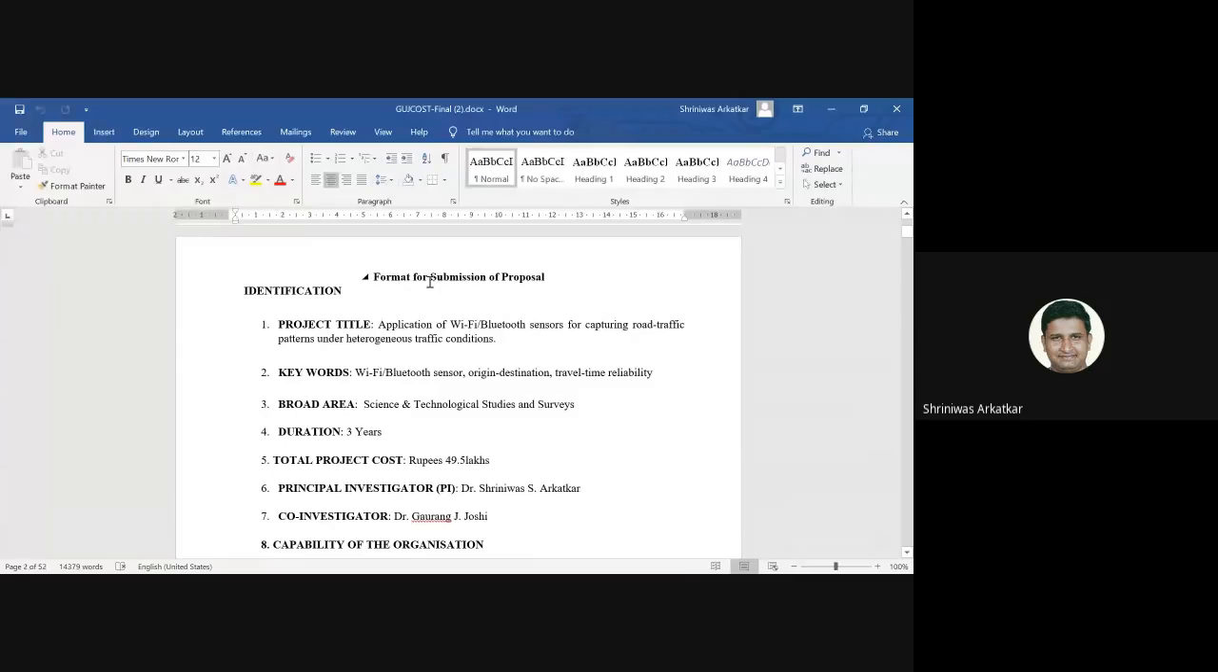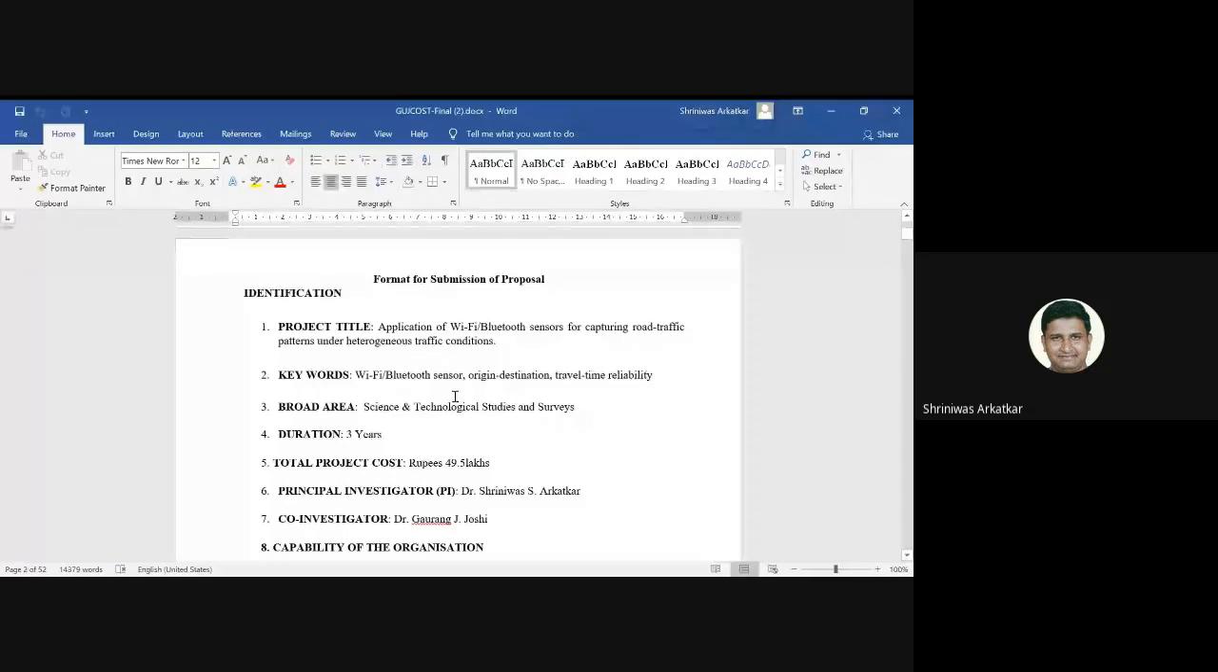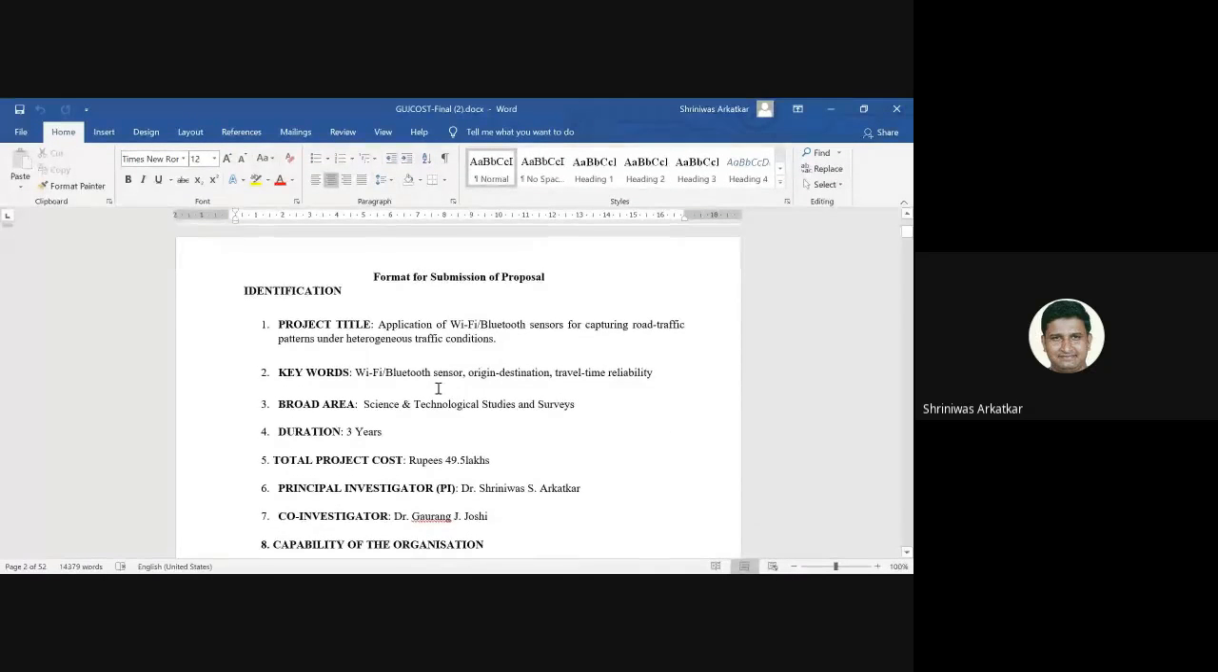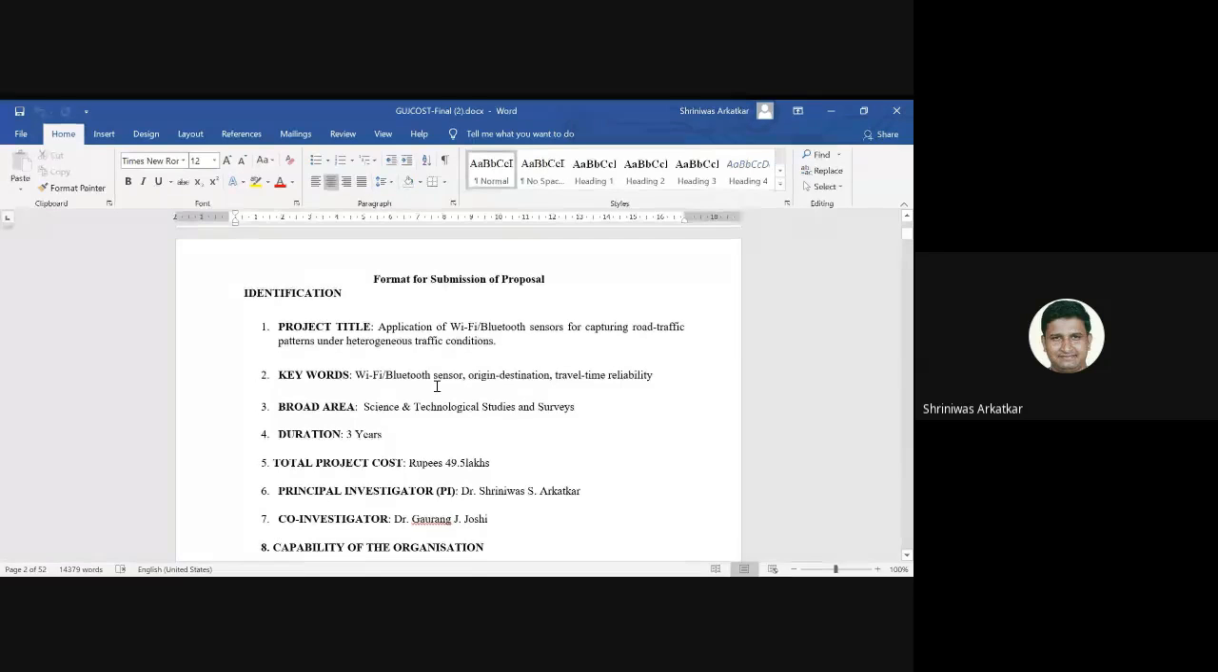Generally they ask you, this is the format of proposal. They ask you for the title, which we have already discussed. Keywords, they are very important. Now keywords, they should be taken in such a way that they are going to highlight their thrust areas.